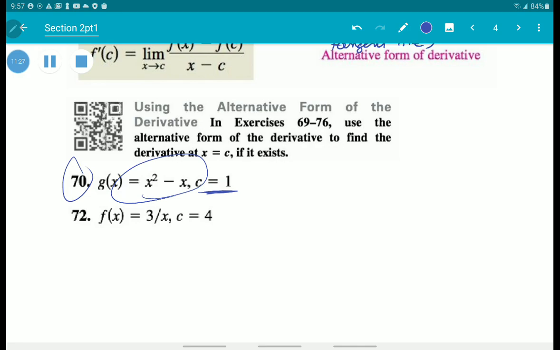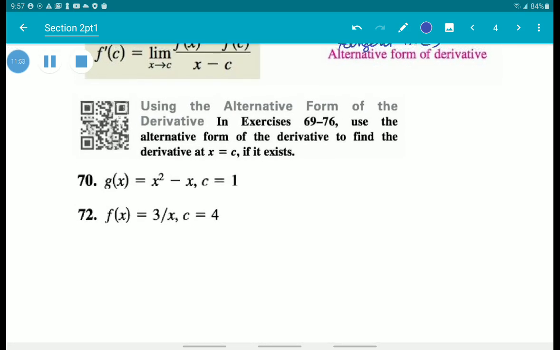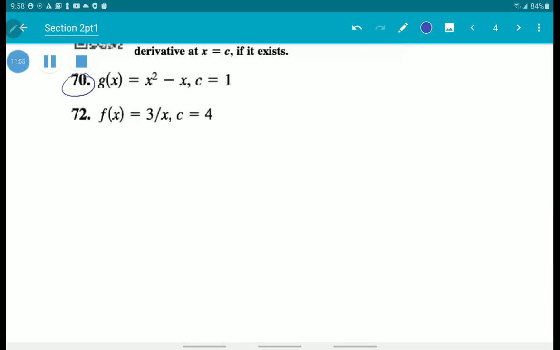So if we wanted to do that the other way, we would find the derivative using that limit process, and then we would plug the 1 in. Okay, this is kind of, in a way, a shortcut. It's not going to give us the expression where we could plug in a whole bunch of c values. It's just finding the value at that one particular c value. In this case, it's 1. So let's go through the process.